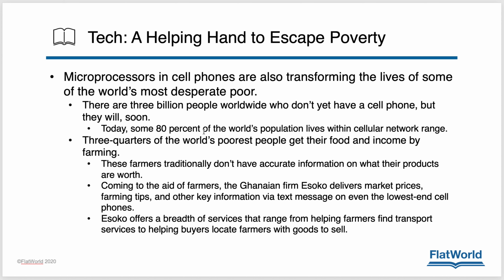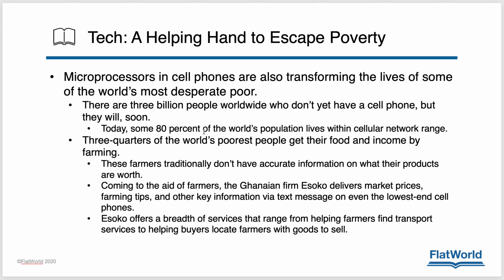So 80% of the world's population lives within the cell phone network range. I don't know how old that data point is. So 3/4 of the world's poorest people get their food or income by farming still. Even though I think, wasn't it just last year that we passed the tipping point where the majority of people now live in urban settings rather than rural and agrarian settings? So I think that statistic conflicts with the other statistics. So you got to take these with a grain of salt.